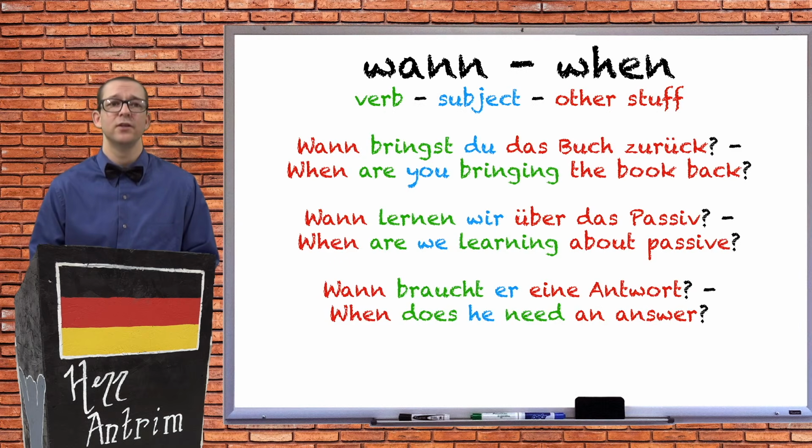The next question we need to learn is wann, which means when in English. It's used to inquire about the time of some event or action. Again, since the question word is not the subject of the sentence, when can't do something, the conjugation of the verb is not dependent upon this question word. The subject of the sentence will be directly after the verb, and the conjugation of the verb will match that subject. Wann bringst du das Buch zurück?